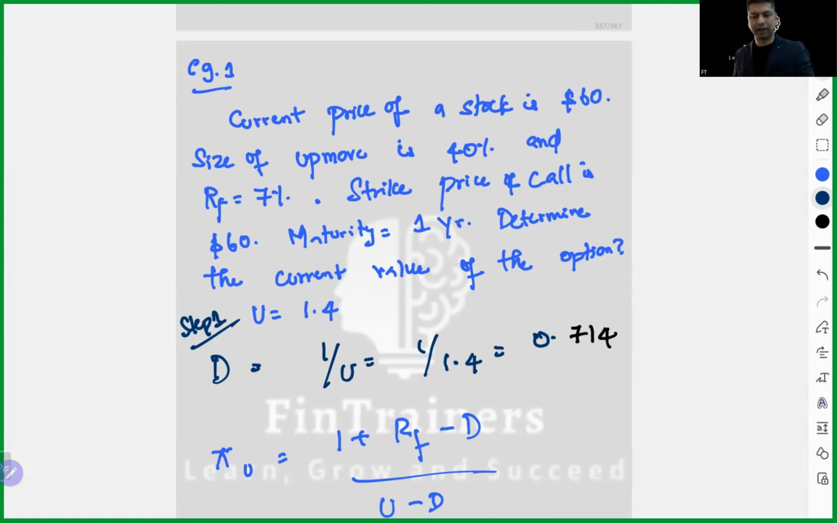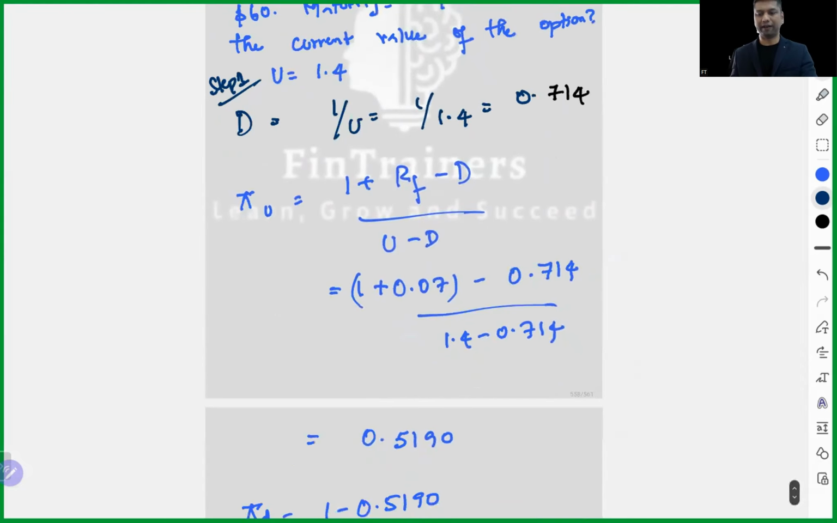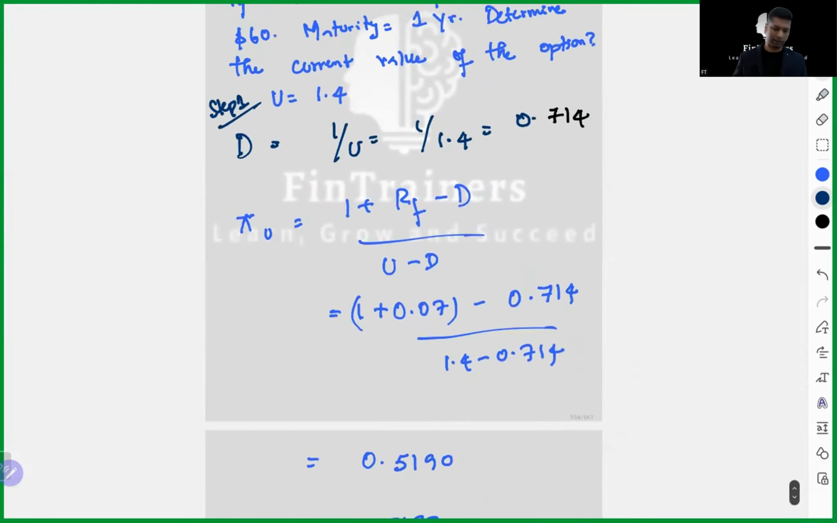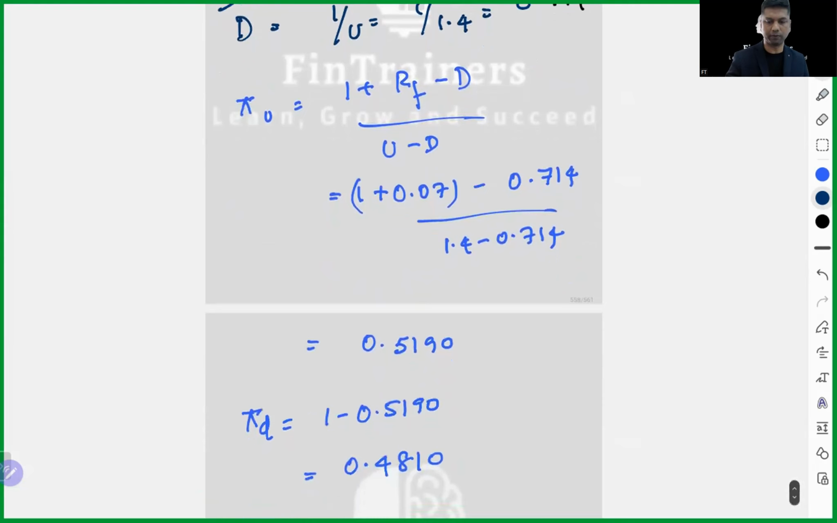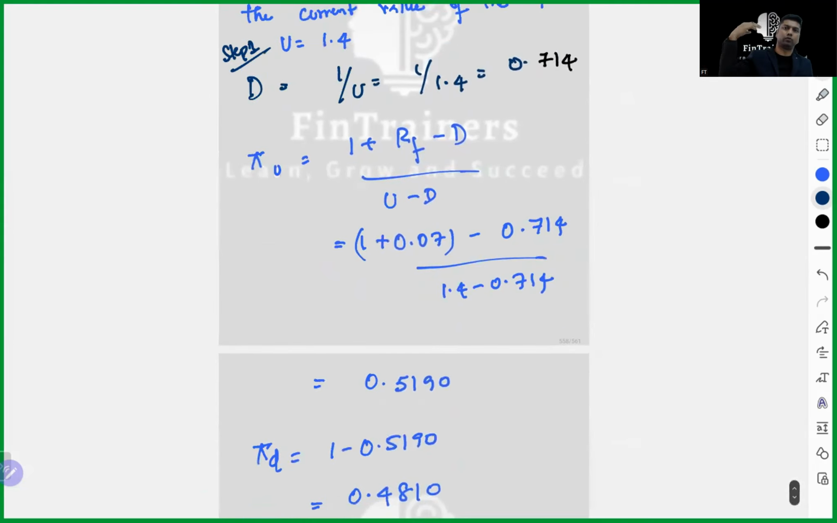I might have rounded off here, but the more decimals you store in the calculator, the more of the entire value you keep. So if you do that, you're going to get something like 0.518 or 0.519, somewhere around that. I think I got 0.5190. Are you getting the same answers? Whatever the answer, store the maximum decimals. Then your probability of down move is going to be 0.481 or 0.482. Subtract the up move probability from 1 and you'll get your down move probability.